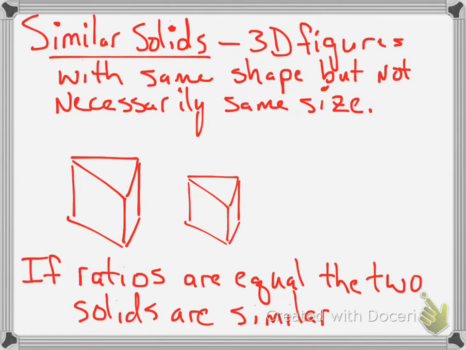So what is a similar solid? A similar solid is a 3D figure with the same shape but not necessarily the same size. What I did here was make this first one, then copy and paste it and shrink it. So I know these two are similar because they're the exact same shape. How would I know that without knowing that I built it like that? If the ratios are equal for the two solids, then they are similar.